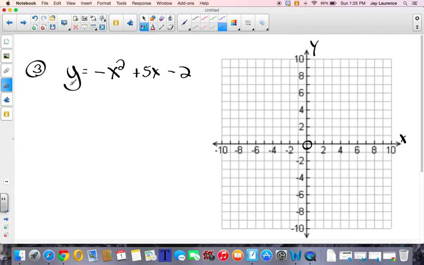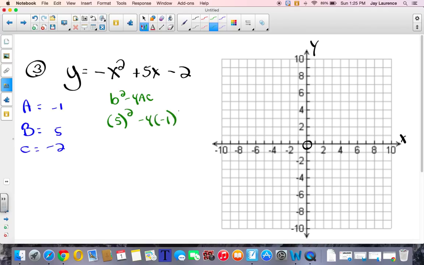All right, here's a third problem. A, B, C. Easiest, negative 1, 5, negative 2. All right, and so, tell you what, since I keep forgetting to do it first, I'm going to do the discriminant now. B squared minus 4AC. So I'm going to take 5 squared minus 4 times negative 1 times negative 2. That's going to be 25 minus 8, which will be 17. So there's going to be two solutions. They're going to be irrational.